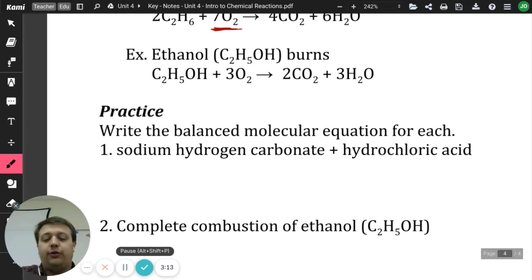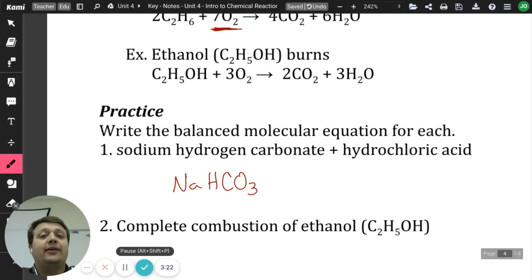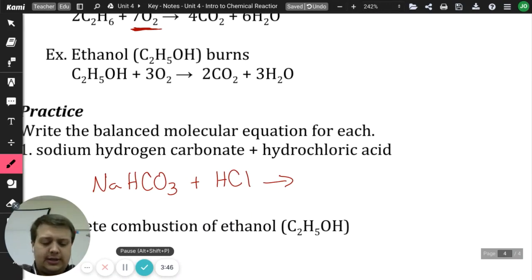So I need to know what sodium hydrogen carbonate is. Well, sodium, and then I have HCO3. Now, hydrogen carbonate is also called bicarbonate, and it is going to have a charge of a -1. Sodium has a charge of a +1. So when we swap, drop, reduce, we're going to get NaHCO3. It's going to react with hydrochloric acid to produce.